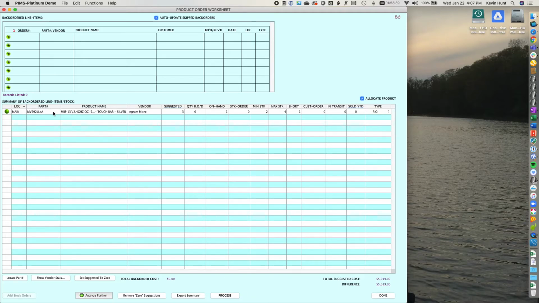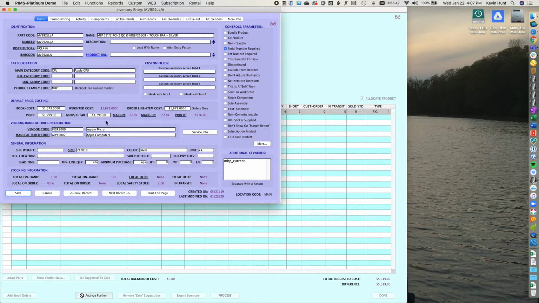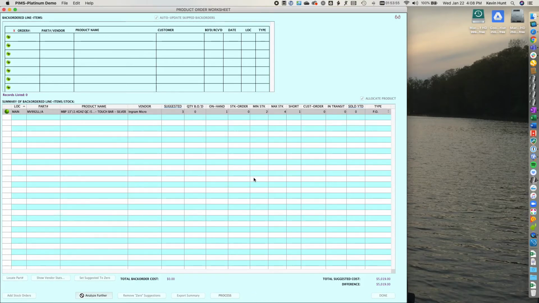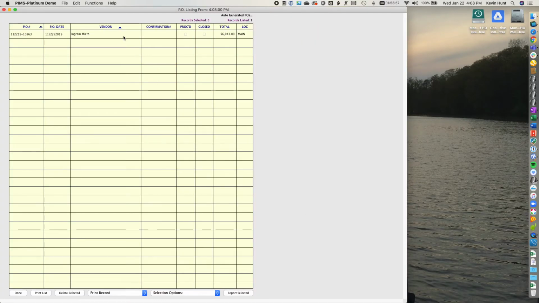Now I can actually double-click this and go into the record and make changes if I want to. Those changes will not be reflected as far as suggested quantities until you do the product purchase worksheet again. So I'm going to process this. And it created a PO.